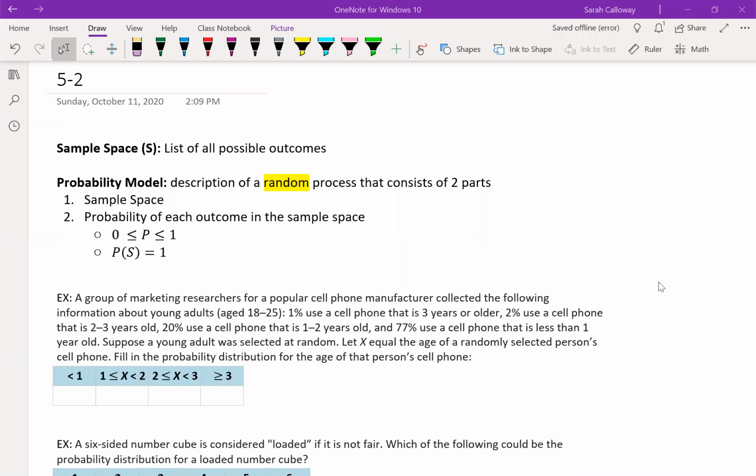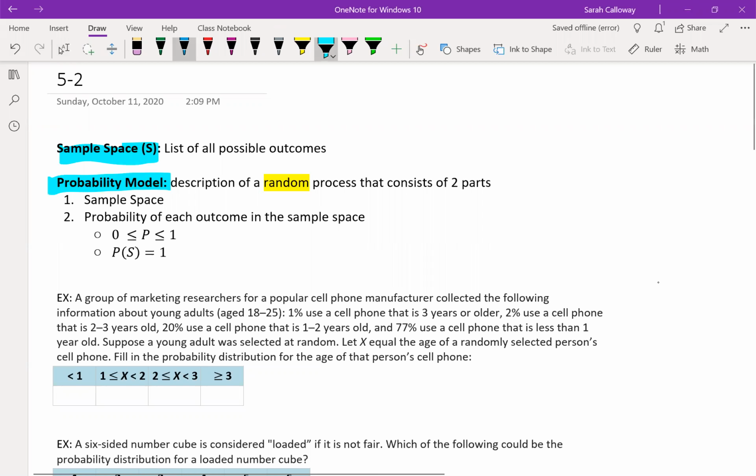In this video, I'm going to go over section 5.2, which is probability rules. In probability rules, we talk about a sample space. The sample space is the list of all possible outcomes of a scenario. And then a probability model.